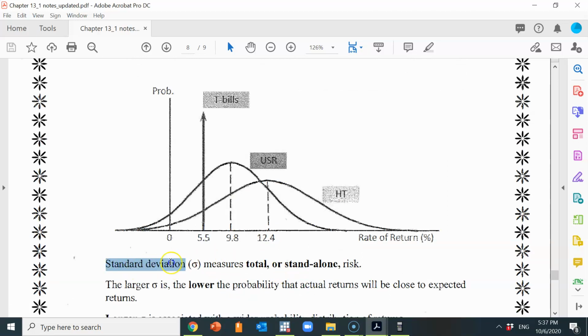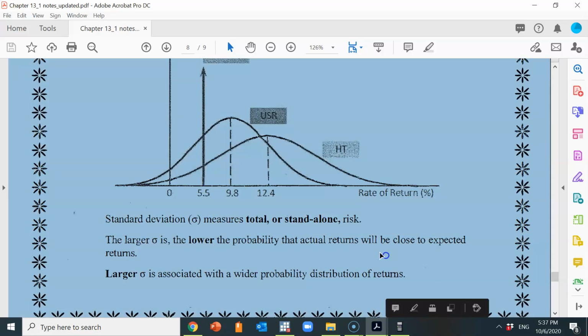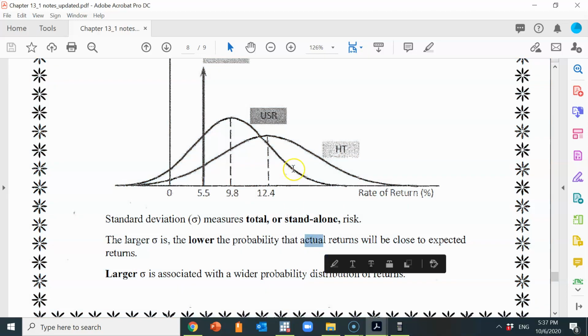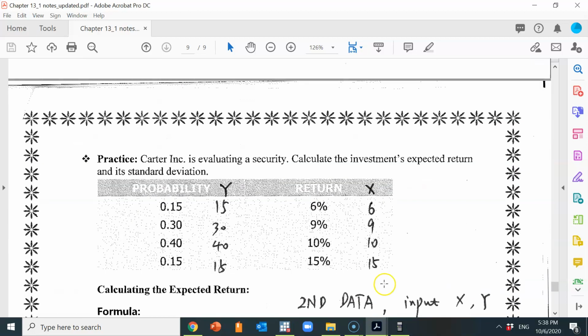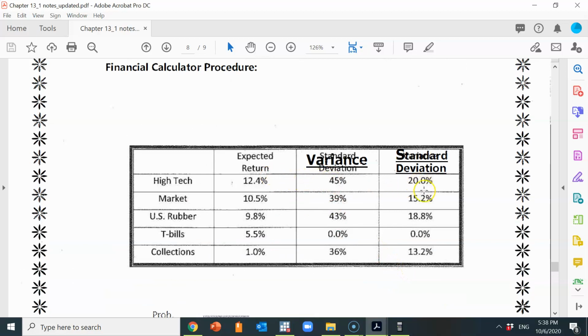Okay, so standard deviation measures total risk or standalone risk. The larger the standard deviation is, the lower the probability that the actual returns will be close to the expected returns. So a large standard deviation, for example for high tech, is associated with a wider probability distribution of the returns. So high tech here has the highest return, and it also has the highest risk. Okay, so it's not necessarily the best investment.